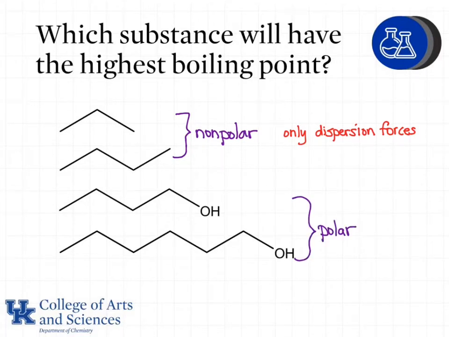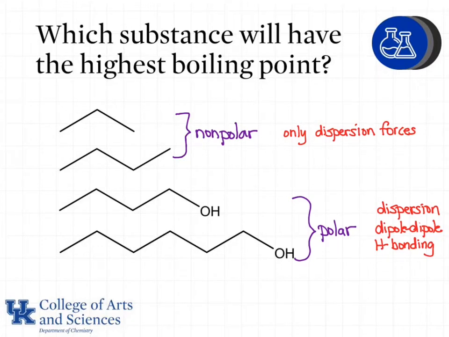When we look at the two alcohols, we see that these are polar molecules. They will have dispersion forces, dipole-dipole forces because of the polar molecule, and hydrogen bonding because we have the hydrogen attached to an oxygen. The lower two will have a higher boiling point than the top two because they have stronger intermolecular forces.